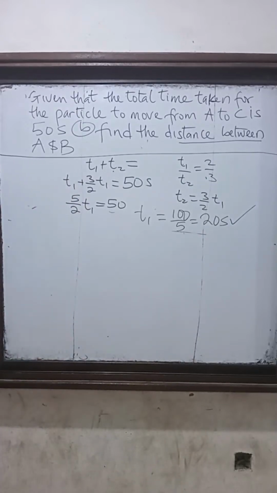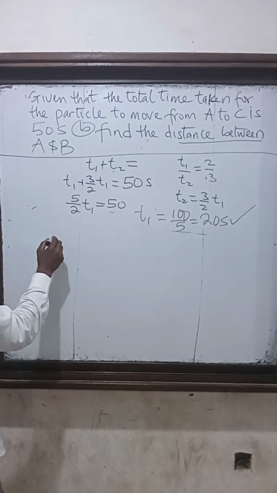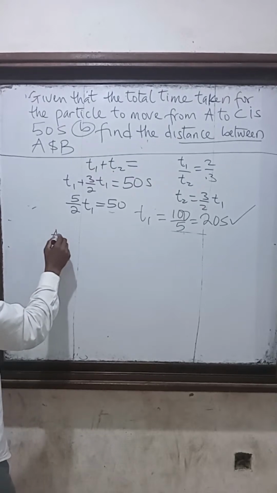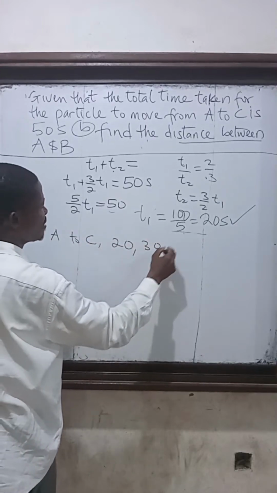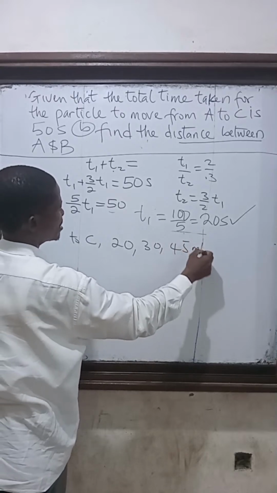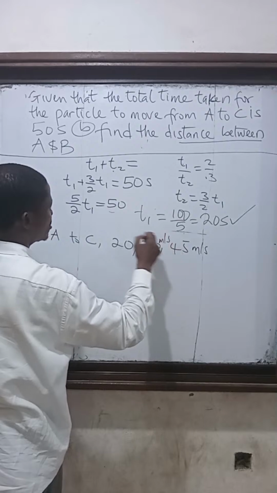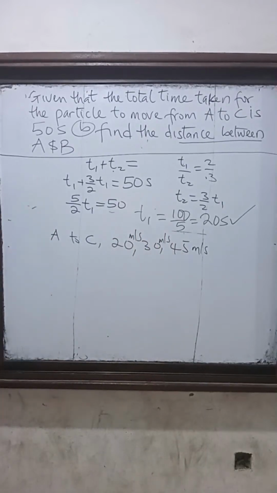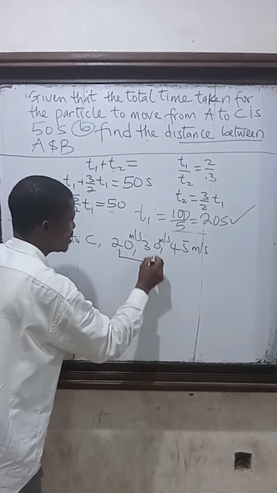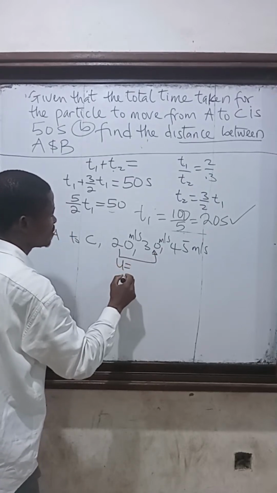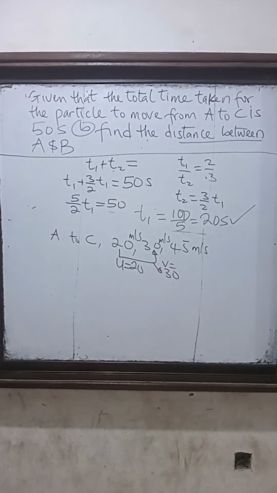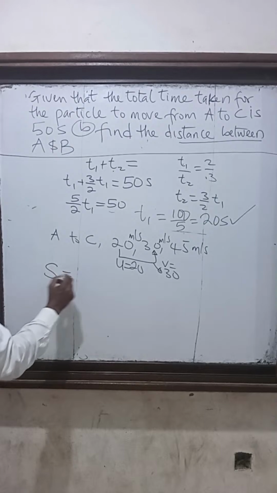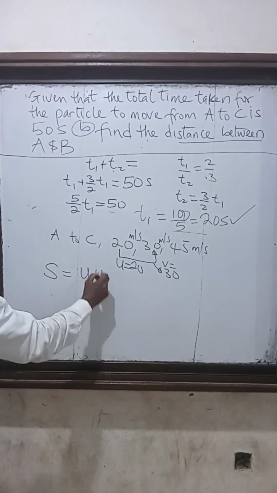Don't forget, we are given the speed from A to C as 20, 30 and 45 respectively, in meters per second. So if you're looking for the distance between A and B, that means your U is 20 and your V is 30 meters per second.